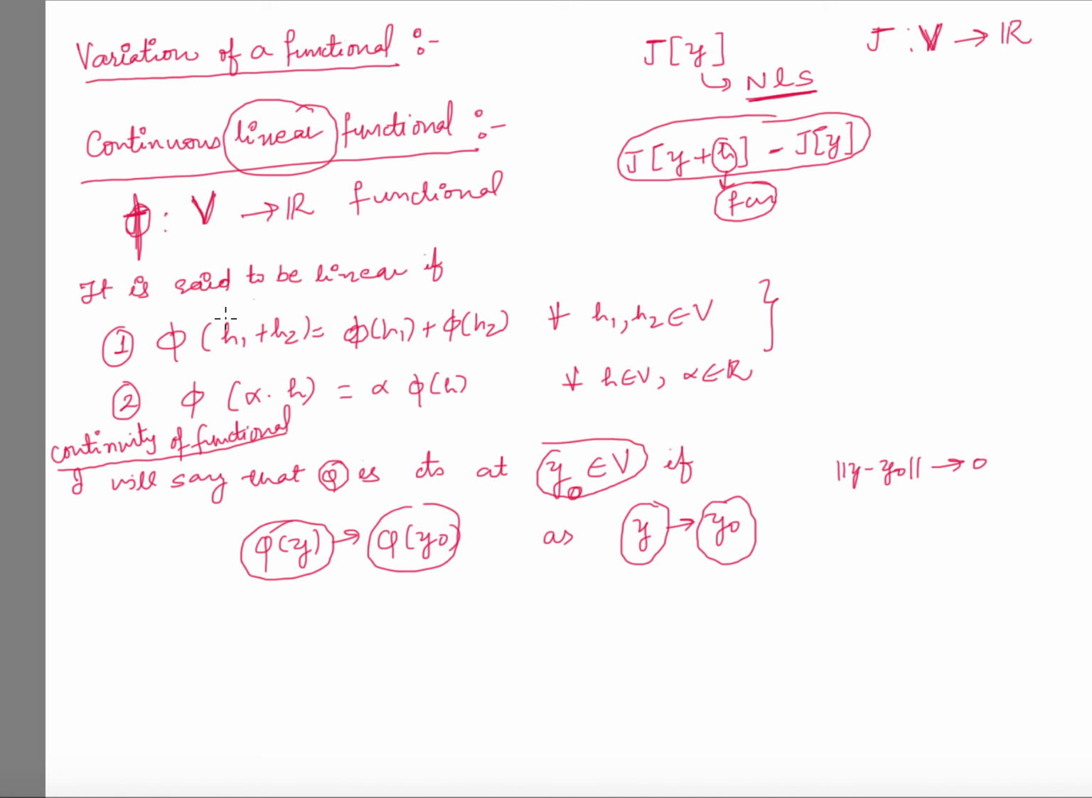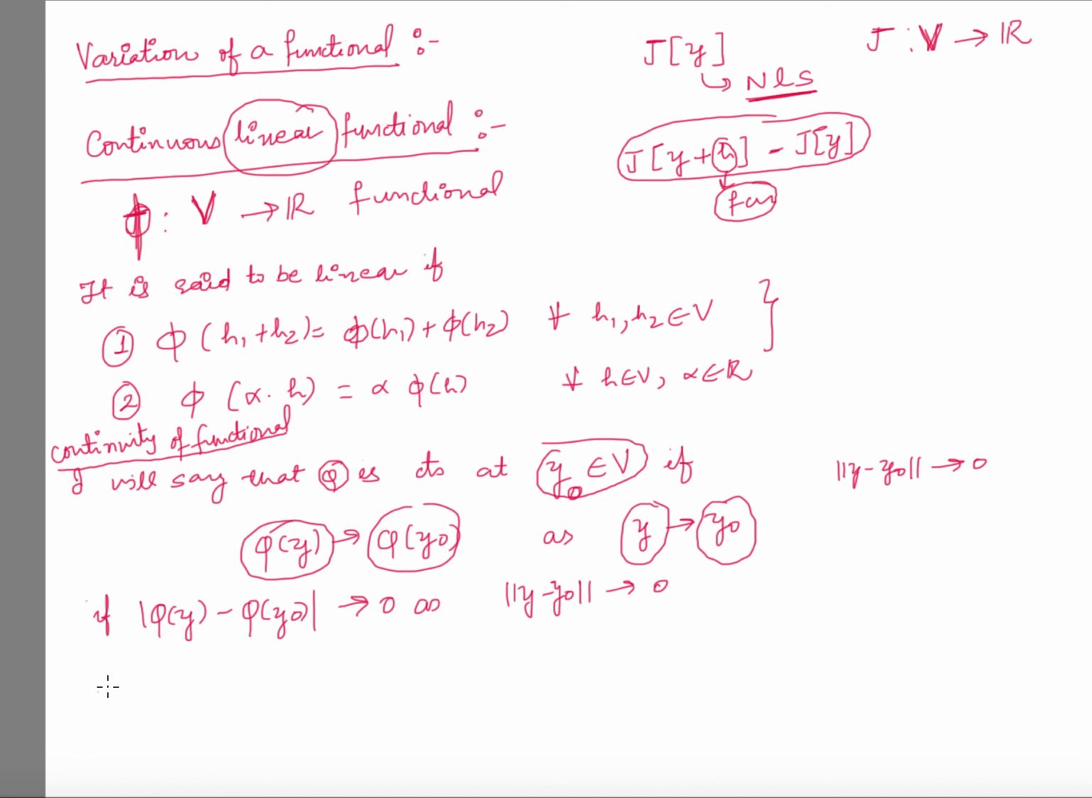Y naught is a point in V. It can be a function, it can be a vector, anything. If the modulus of phi of y minus phi of y naught, these are real numbers, so their subtraction is a real number, so I can definitely take the mod. It should go to 0 as the norm of y minus y naught goes to 0.